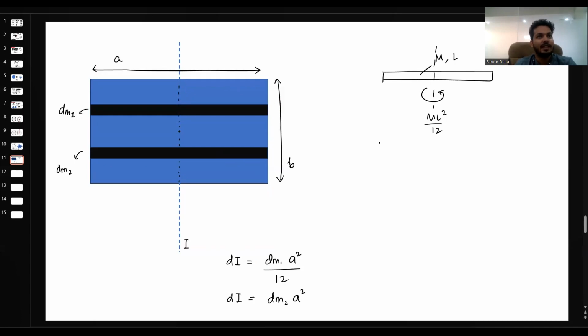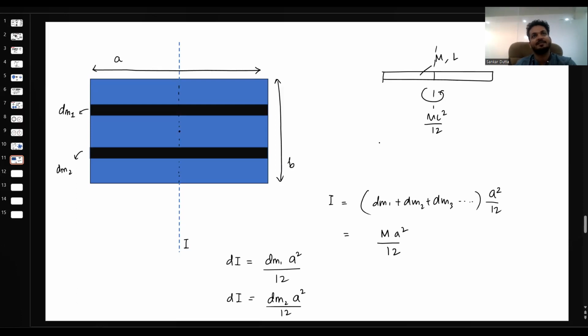dm2 into a square by 12. Now, if I want to find out for the entire rectangle, I'll take strips like this everywhere, right? So you'll have something like dm1 plus dm2 plus dm3 and so on. And at the end, all of them will have a square by 12. How much do you think this is?